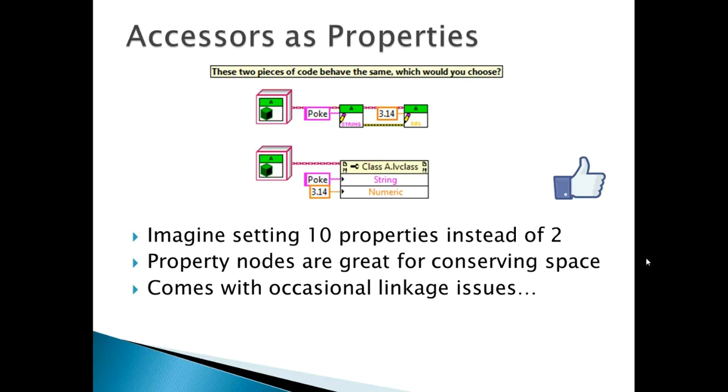And if you do a search for a property node, for the VI that implements the code for the property node, it will find all the property nodes where it's being used. So it's a lot easier to find. I hear that a lot too. It's nice to have everything wrapped up into an accessor so that I can search for it or add debugging breakpoints and whatnot.